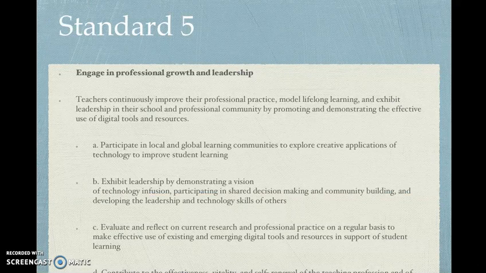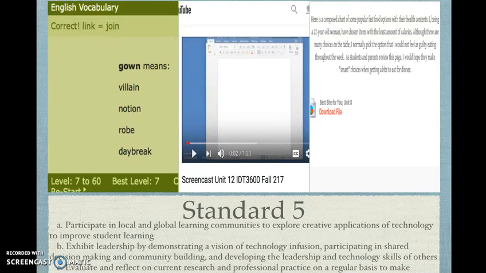Standard 5 talks about engaging in professional growth and leadership. For Standard 5, I chose to use points A, B, and C. For point A, I decided to use an online game called Free Rice. Here, students are able to work on their vocabulary skills, for example, and when they get a word right, they are able to donate 10 grains of rice to a struggling country where they have low food.